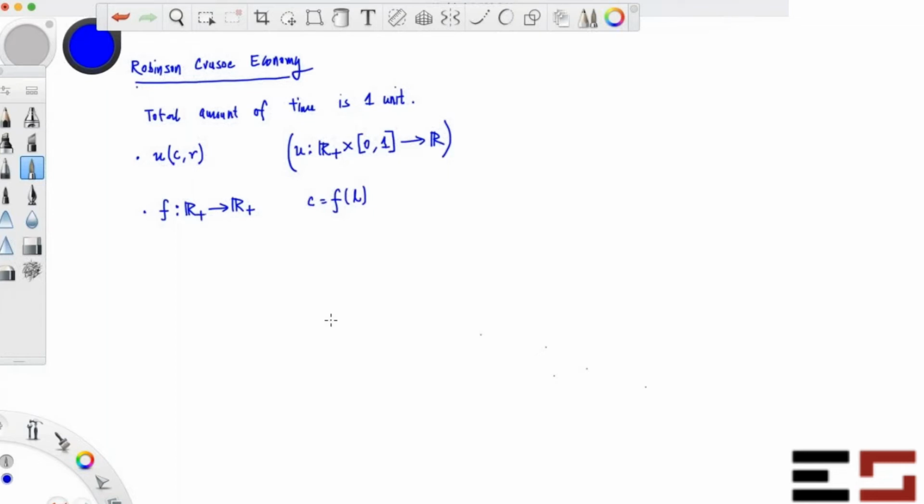We say that an allocation is Pareto efficient if there is no feasible way in which you can improve the satisfaction level of one without reducing the satisfaction level of the other. Is that okay? Now in this case there is only one person. There is no other, right? So what do you think? How will you define Pareto efficiency in this case?